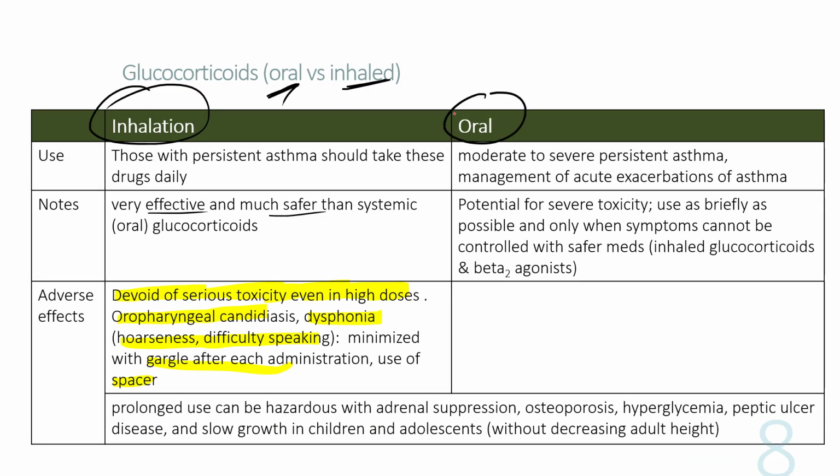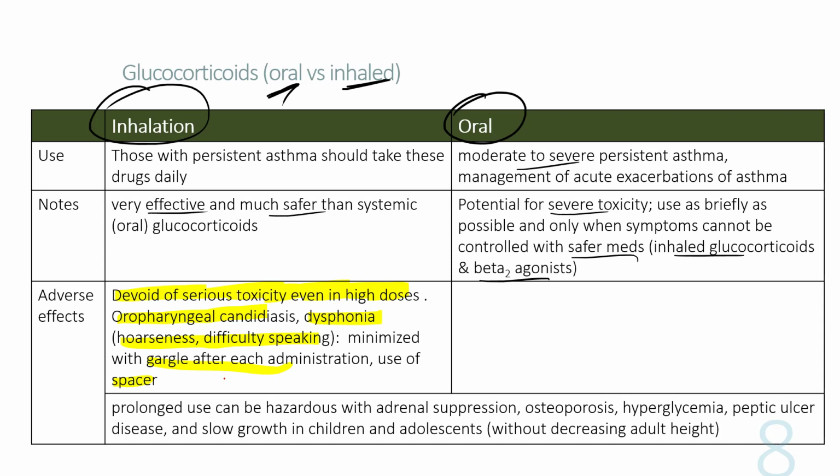Now, oral glucocorticoids are also an option, usually with moderate to severe persistent asthma, and there is potential for severe toxicity. And so again, orally administered glucocorticoids should only be used for periods as brief as possible, and only when symptoms can't be controlled with safer meds. And the safer meds are inhaled glucocorticoids and inhaled beta-2 agonists. And we'll look at beta-2 agonists as we go on in this.